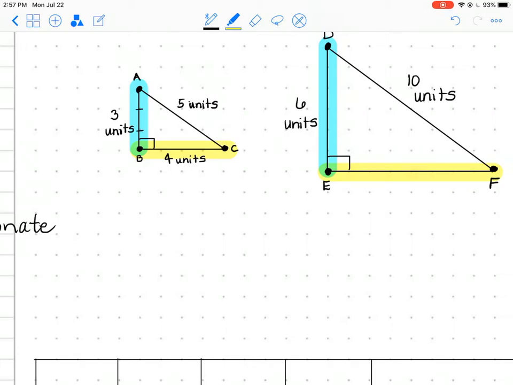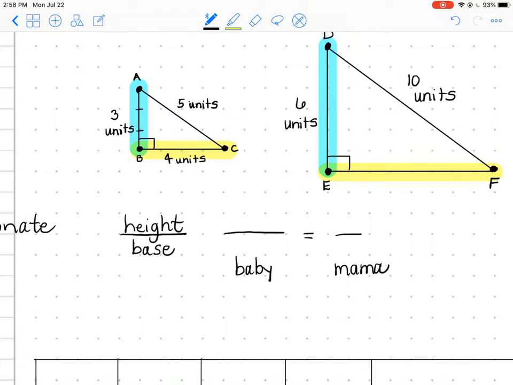Now we could have used the 5 and the 10. I'm just picking the legs this time, but it doesn't matter because they're proportionate. So I'm going to set this up as height over base. And you can call it whatever you want to. And then I'm going to look at baby. And I'm going to look at mama. Okay, so we need to remember a proportion is 2 ratios that equal each other.